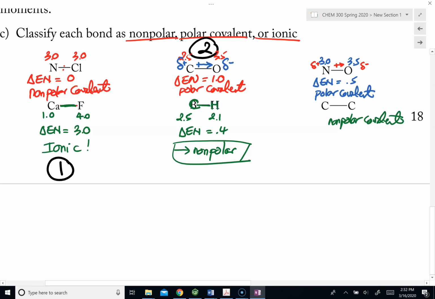So we simply look at the difference in electronegativity that we have just calculated, followed by this bond, followed by this bond. And now this is the bond between nitrogen and chlorine, and between carbon and carbon are the same. So therefore they both would be equal. So that's how we would rank them, from most polar to least polar.